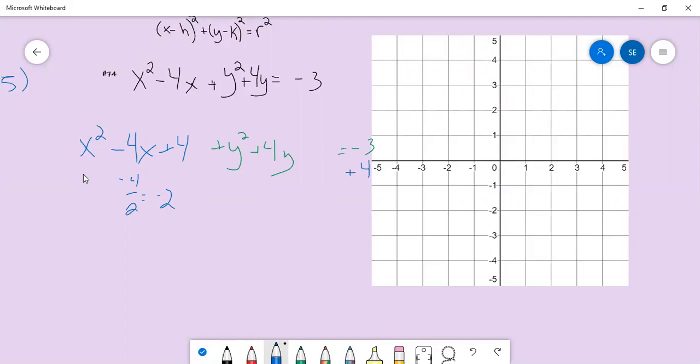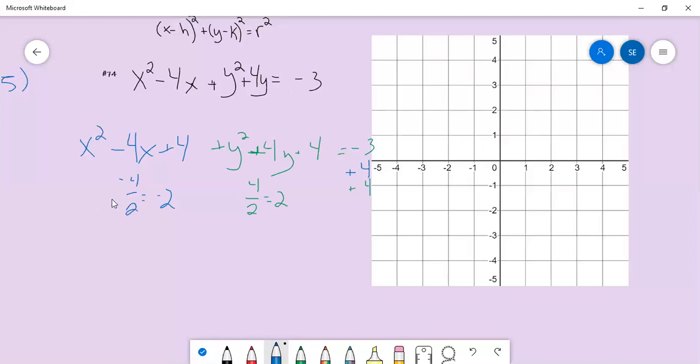Again, with the y portion, this is a plus 4. We're going to divide this middle coefficient, this 4 that precedes our y, by 2. So 4 divided by 2 is 2. Then we're going to square that. When we square 2, 2 times 2 becomes 4. Again, whatever we do to one side, we have to do to the other, so we have another plus 4 over here. Okay, so now we've set this up so that we have 2 complete squares.